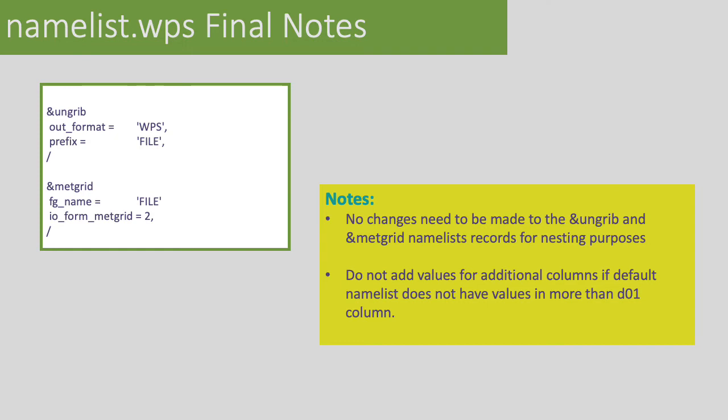There are no domain-specific settings for the UNGRIB and METGRID namelist records, so nothing will need to be modified there for nesting purposes. And just one more time, as I mentioned earlier, some namelist settings don't need multiple settings for each domain. If the default namelist does not have values in more than the first column, don't add any or you will get an error.